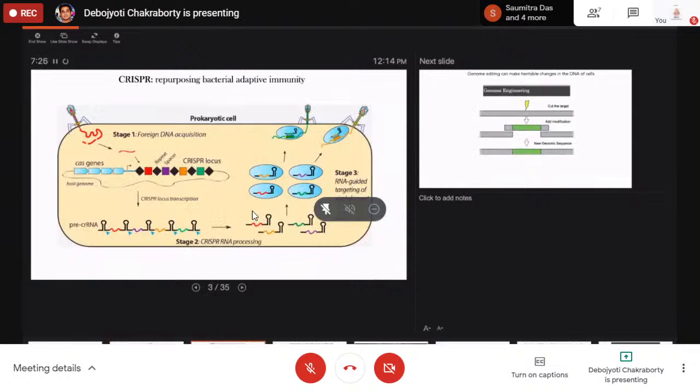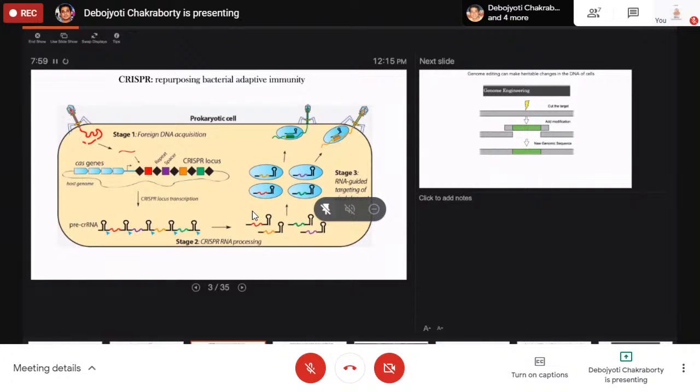So I take this slide from one of Jennifer Doudna's classical slides on how CRISPR is all about repurposing bacterial adaptive immunity. So that's a prokaryotic cell, which could be a bacterial cell in this case. As you can see on the top left, a virus enters and brings in its genetic material, the DNA. The bacteria, being very smart, takes a very tiny piece of that DNA and puts that piece within its own genome. It integrates into its own genome at a specific locus called the CRISPR locus.